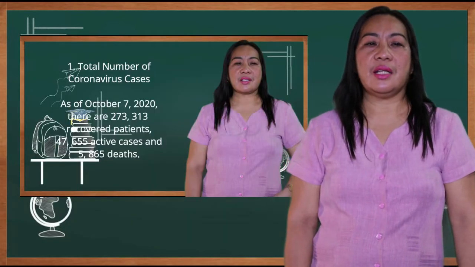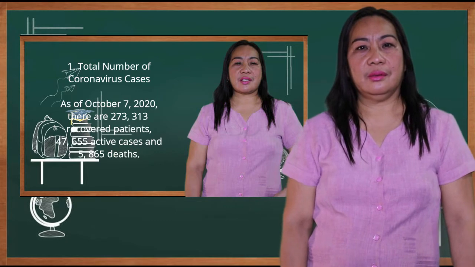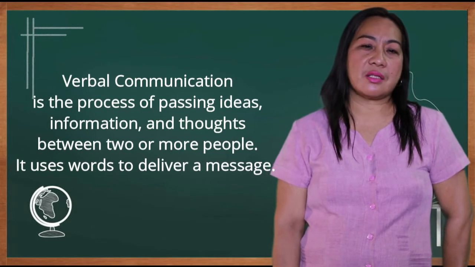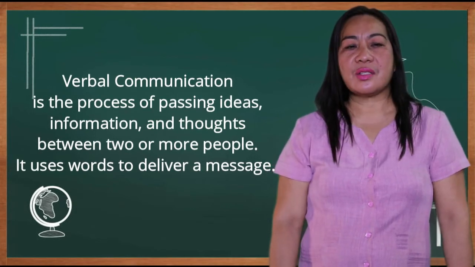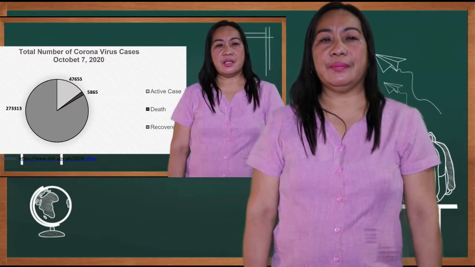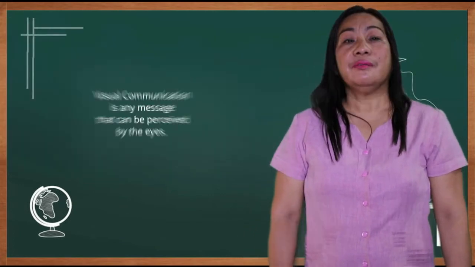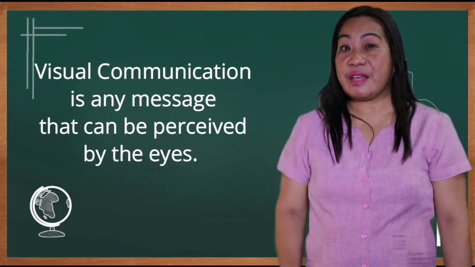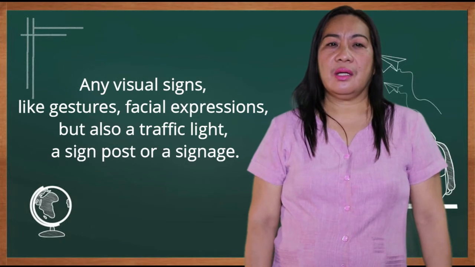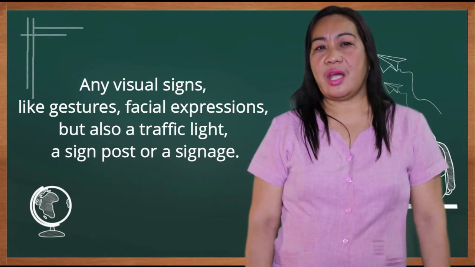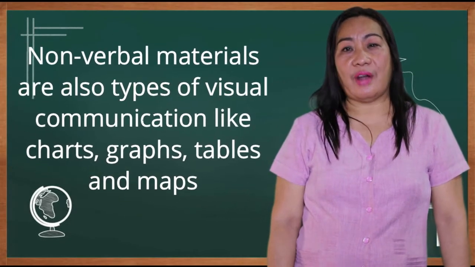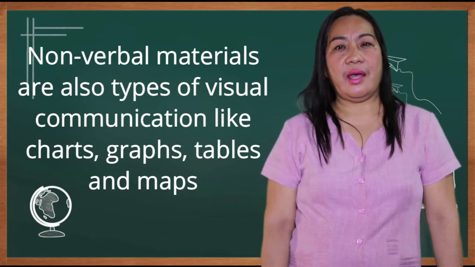The first number is an example of verbal communication. Verbal communication is the process of passing ideas, information, and thoughts between two or more people. It uses words to deliver a message that can be oral or written. The second number is an example of nonverbal or visual communication. Visual communication is any message perceived by the eyes. Examples are visual signs like gestures, facial expressions, signages or signposts, and traffic lights, and nonverbal materials like graphs, charts, tables, and maps.